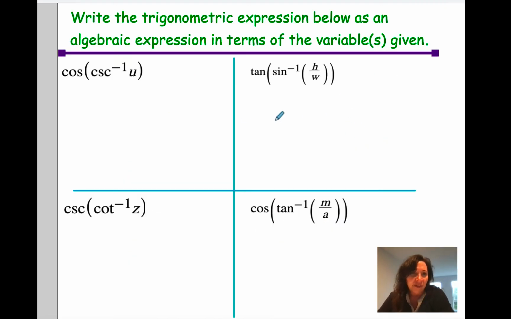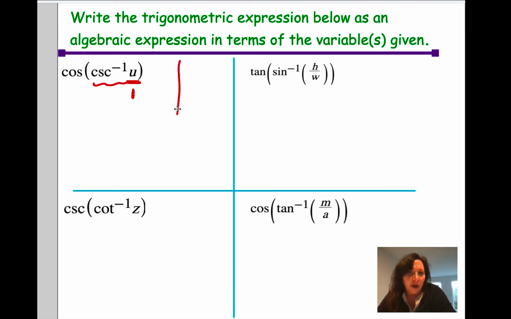For these problems, this set of problems, they are asking me to write the trig function or expression below as an algebraic expression in terms of the variables given. So most books like to use U because when you go to calculus, you're going to see a lot of U substitution. I like to use different letters, but you can use whatever letter you want. Inside out. So we're saying, where is cosecant U, or U over 1.